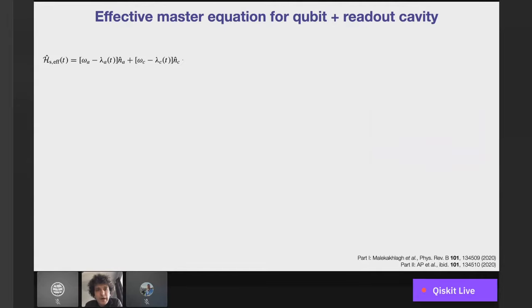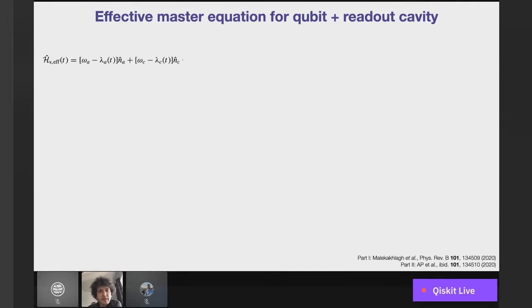So now I'm going to go ahead. This slide will be a little heavy, but I'm going to give you a bird's eye view of what the effective master equation looks like for qubit plus readout. This is only a very small subset of all the possible terms that can occur. Due to our methods with computer algebra, we were able to basically index all of the interactions and catalog them, and we just selected the ones that were most relevant.